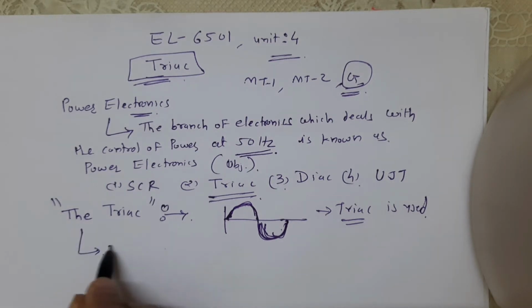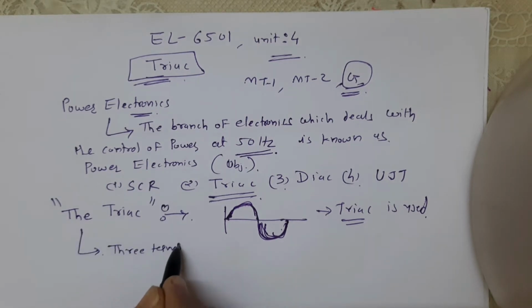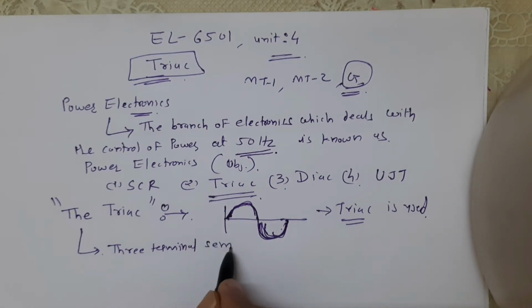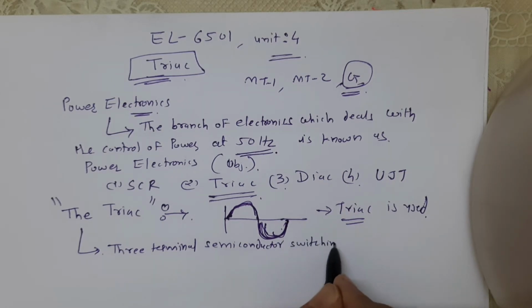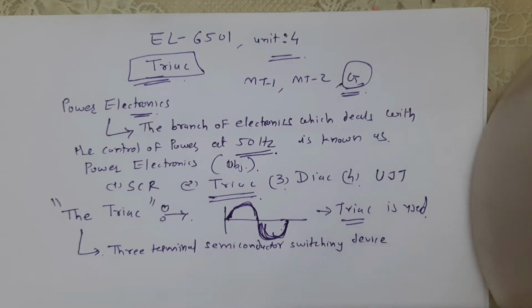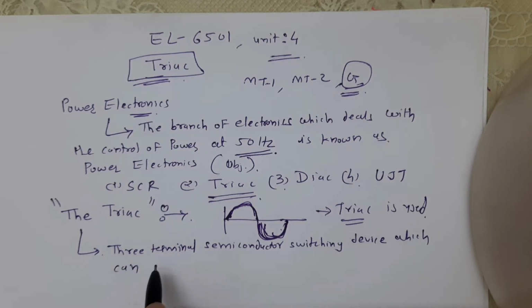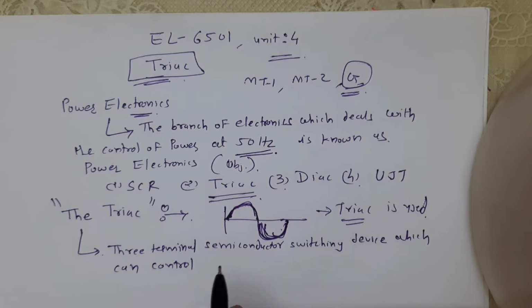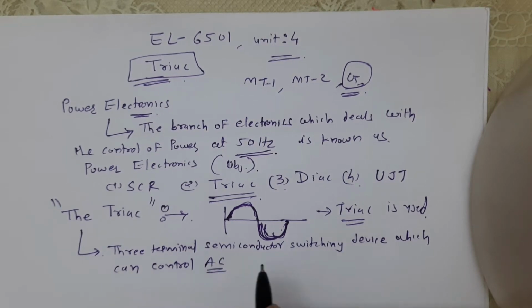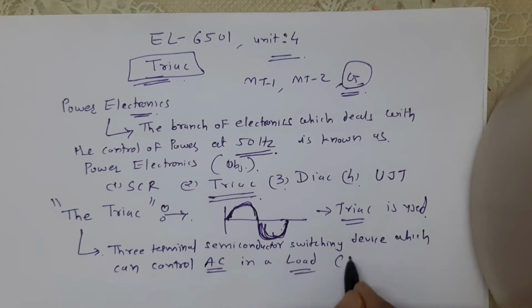A triac is a three-terminal semiconductor switching device which can control alternating current in a load, meaning load resistance RL. Triac is an abbreviation of triode AC switch.